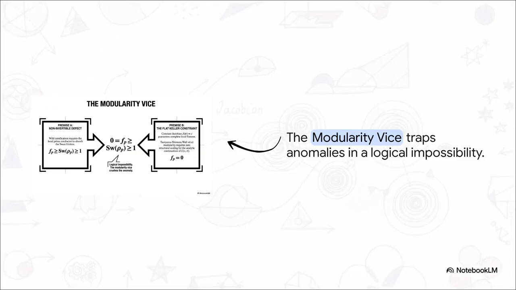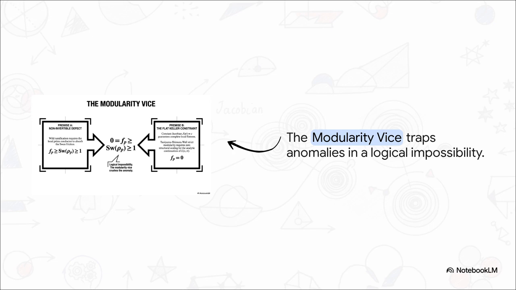When you pass this through the Taniyama-Shimura-Weil strict modularity theorem, the analytic continuation of our L function requires the conductor exponent to be uniformly zero. So we are left trapped in a direct mathematical vice. 0 equals f_p, which must be greater than or equal to the Swan conductor, which must be greater than or equal to 1. 0 is greater than or equal to 1. It's a logical impossibility. There's no way around it.